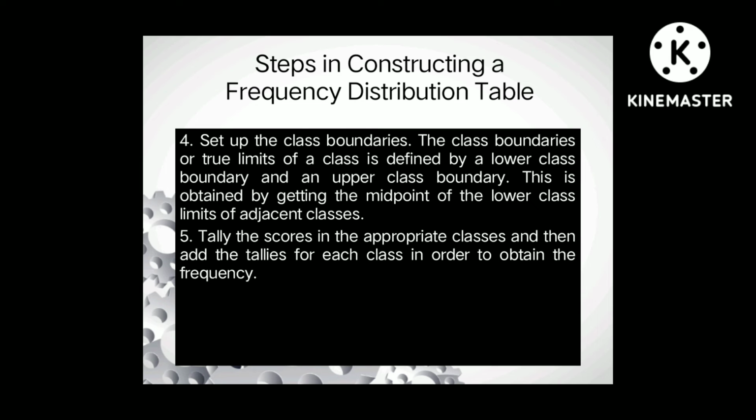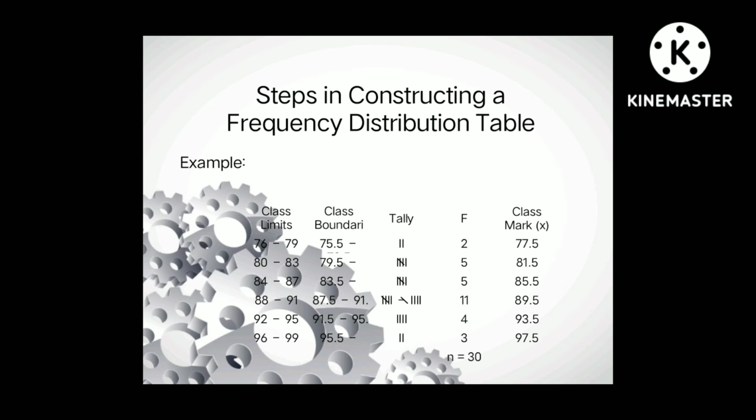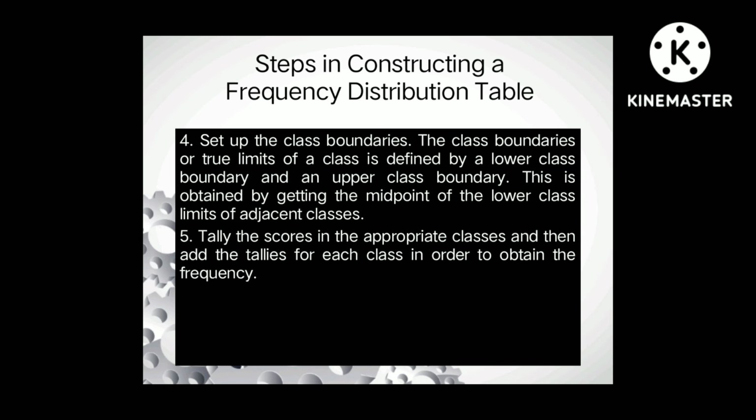Fourth, set up the class boundaries. The class boundaries are the true limits of a class, defined by a lower class boundary and an upper class boundary. This is obtained by getting the midpoint between the upper class limit and the lower limit of the adjacent class. Based on the example earlier, 76 and 79, our class boundaries are 75.5 and 79.5. Fifth, tally the scores in the appropriate classes and then add the tallies for each class in order to obtain the frequency.